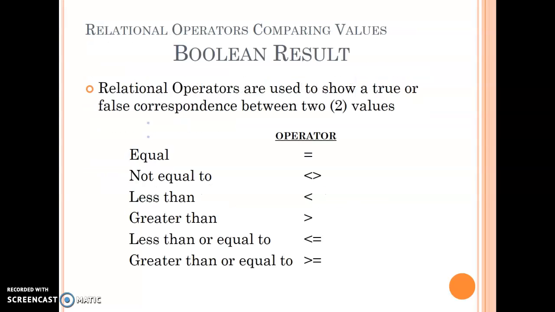So when we talk about decision structure, then we need to consider what we call the relational operators. We used this in algebra to compare values to each other. And what they return is what we refer to as a Boolean result, the idea of true or false. Relational operators, again, are used to show a correspondence between two values. So the idea here is A equal to B, true or false? Is A not equal to B?